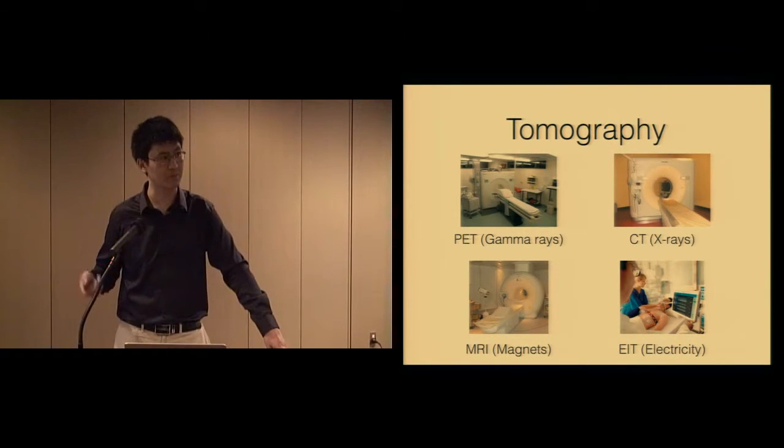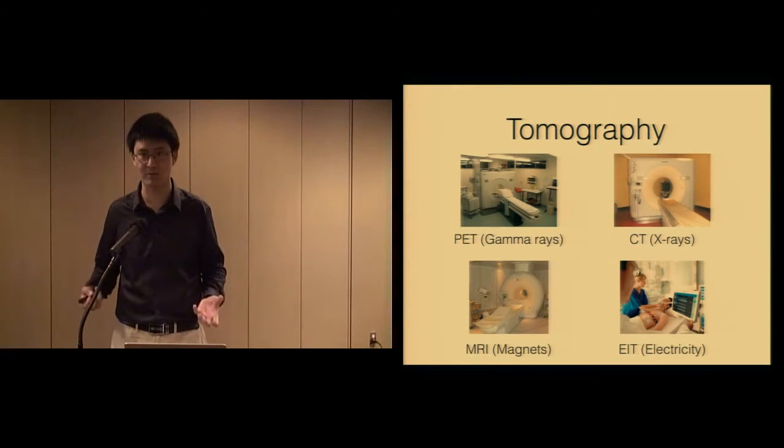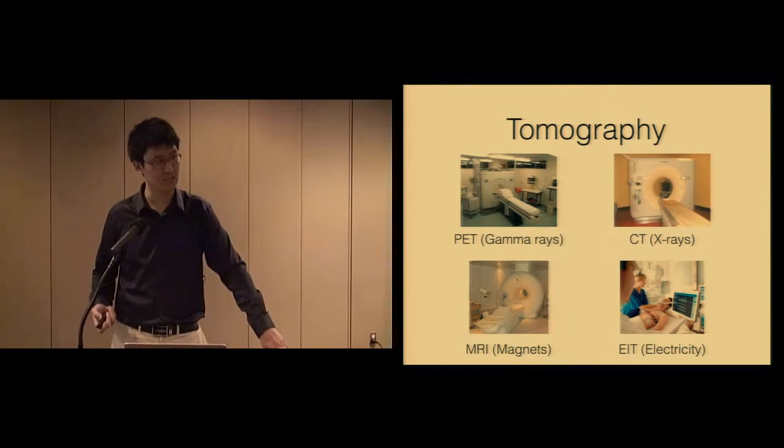Positron emission tomography, or PET scans, use gamma rays to image the human body. That's very accurate, but it's not suitable for daily use because it's irradiation. Computed tomography, or CT scans, similarly use lower energy X-rays to achieve the same result, building a 3D model of the body using a bunch of 2D slices. Magnetic resonance imaging, or MRI, uses powerful magnetic fields to image the body. And finally, electrical impedance tomography, or EIT, uses electrical currents to measure the profile of the body.